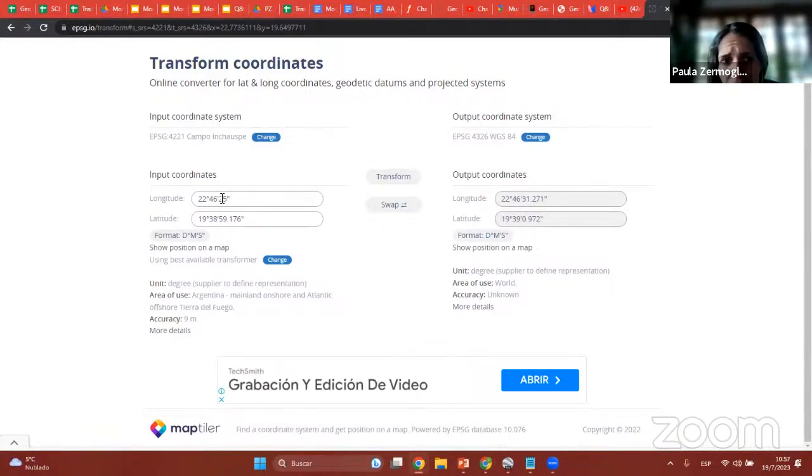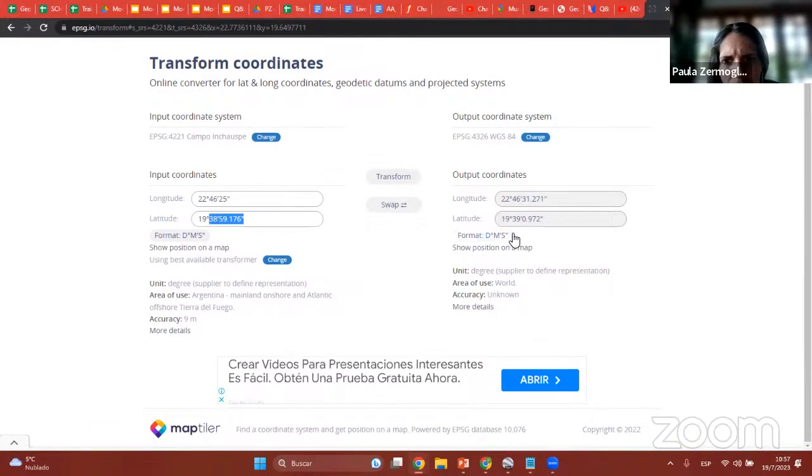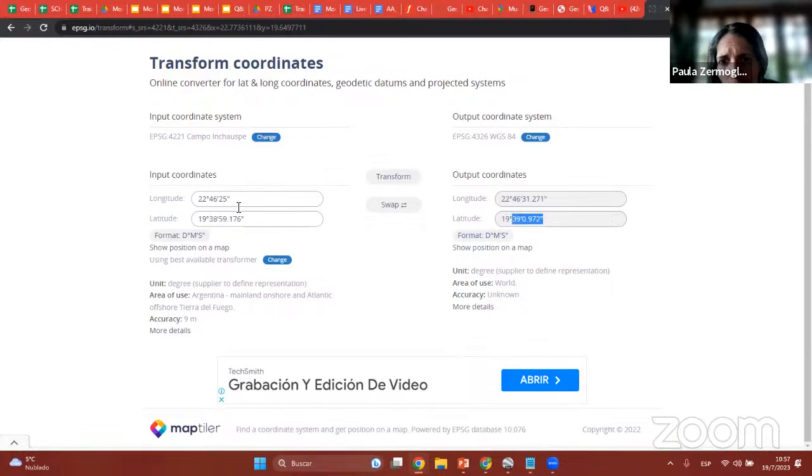You see that they change. Here we had 25 seconds, and here we have 31 point something seconds. And here we have even differences in the minutes. So you can see that the coordinates in those two datums for this latitude and longitude are pretty different.